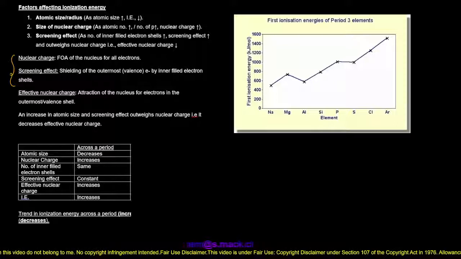And this is my short explanation of the 3 factors which cause an increase in first ionization energy across a period. We have to take note: atomic size decreases, nuclear charge increases, screening effect is constant.